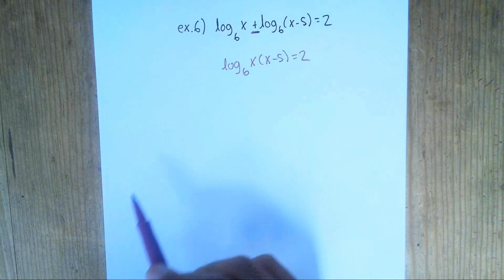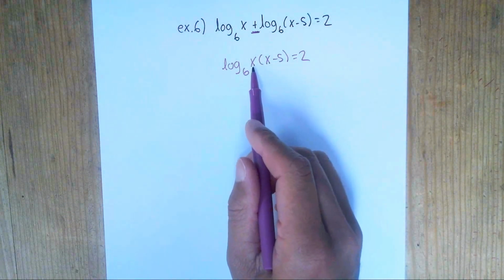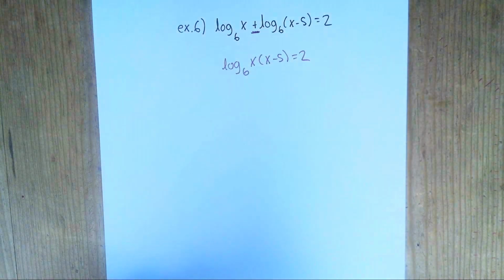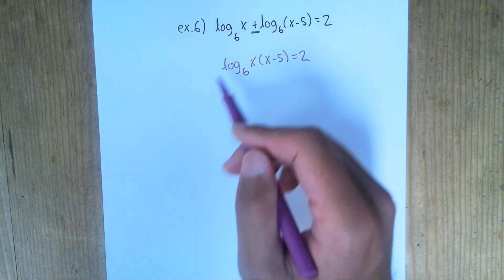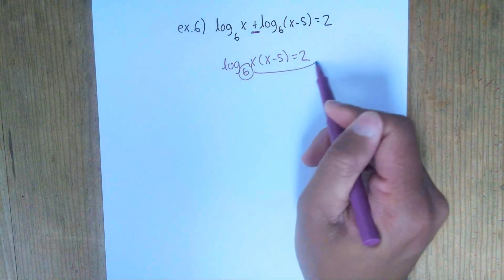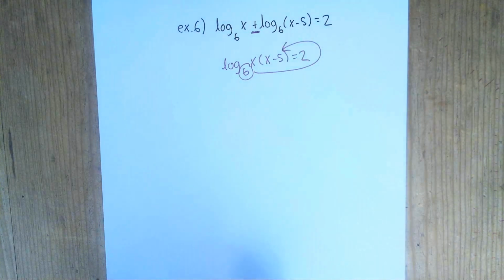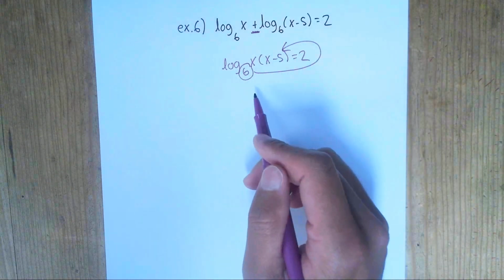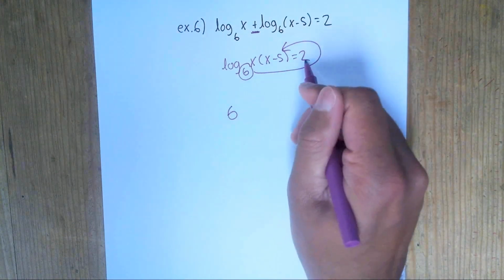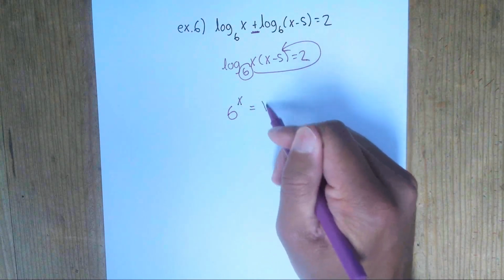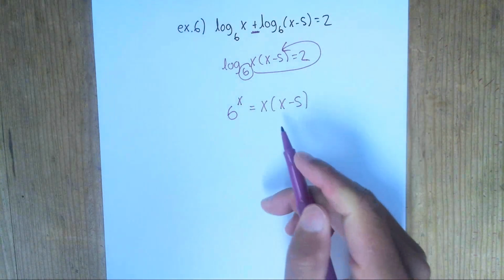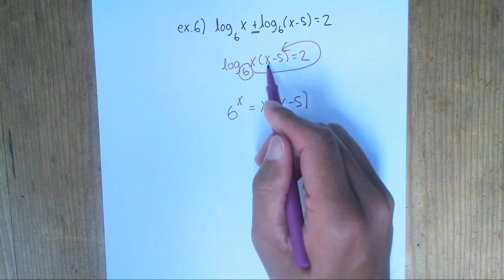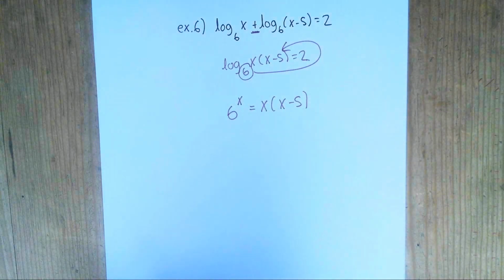So then I go, okay, since I'm multiplying and I have a log equals a number, what do I do? Anytime you have log equals a number, you're going to do the around the world method, where you circle this and go around and write it as an exponential equation. So 6 to the 2 equals x times x minus 5. That is the only way to solve a logarithmic equation when it equals a number.